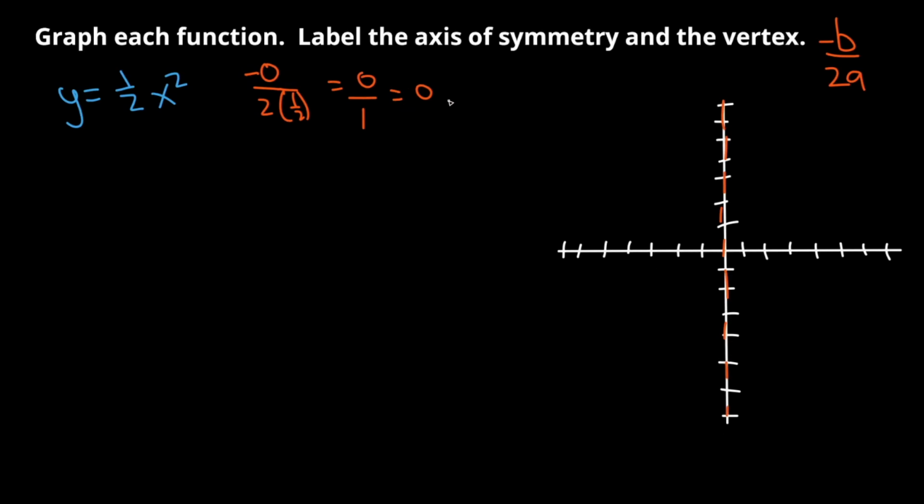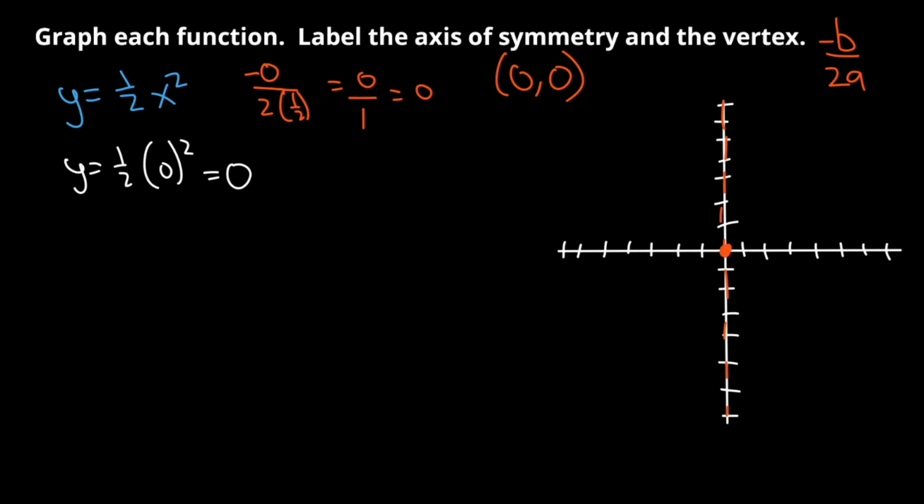Now, we want to find the vertex. Well, the vertex is on the axis of symmetry, and we plug in 0. We have y equals 1/2 of 0 squared. Well, 1/2 times 0 is just 0. So in this case, the vertex is at (0, 0), right here at the origin.